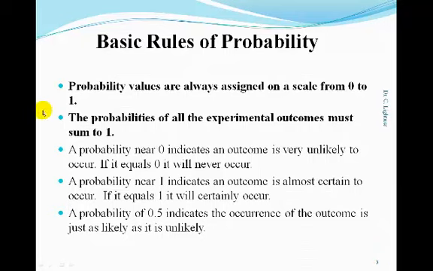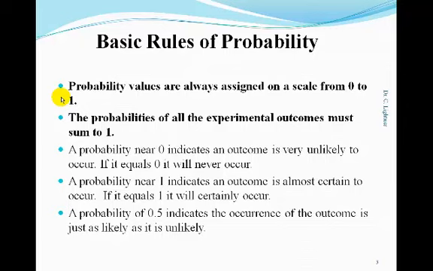Some basic rules of probability. The first two bolded items on this slide are the two basic rules of probability. First, probability values are always assigned on a scale from 0 to 1. And second, if you sum the probabilities of all experimental outcomes of an experiment, they must sum to 1.